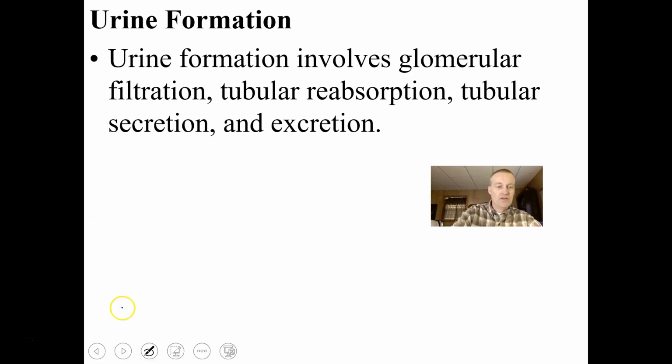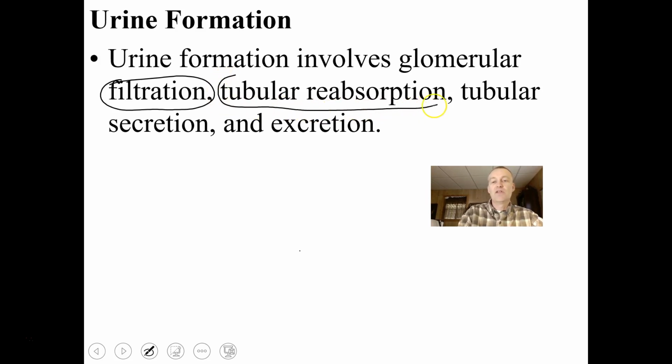Let me get my pen right here. And it's going to involve basically filtration. That's where you push plasma out of the glomerular capillaries into the glomerular capsule. That filtrate's then going to go into the renal tubule, so it's going to go into the proximal convoluted tubule. So you're going to have within that tube, the proximal convoluted tubule, the descending ascending loop of Henle, and the distal convoluted tubule, you're going to have tubular reabsorption along the way.